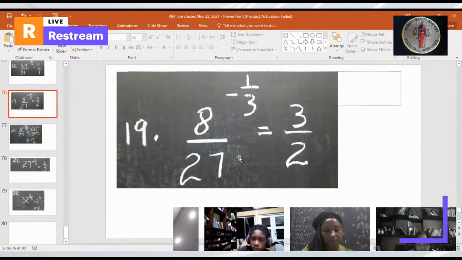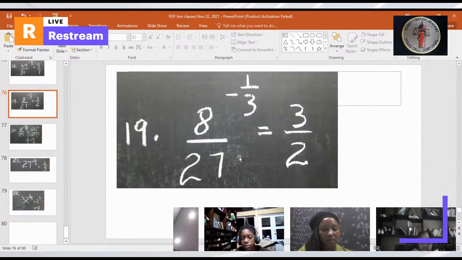Miss, you'd find the square root of 27. Not the square root. It's the cube of it. No, it's 1/3, so it's the cube root. Yes, miss. Find the cube root of 27 and 8.